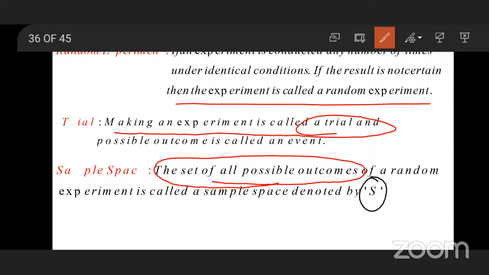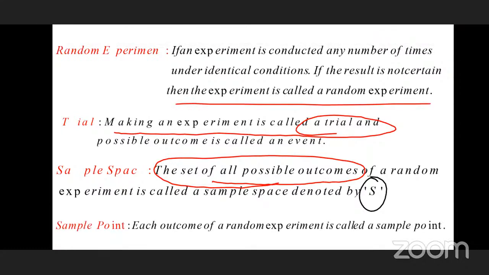What is a random experiment? We already know. Sample points: each and every outcome of the experiment is called a simple point or a sample point, also a simple event. Each outcome of the random experiment is called a simple event or simple point. A point and an event are equal in this sense.